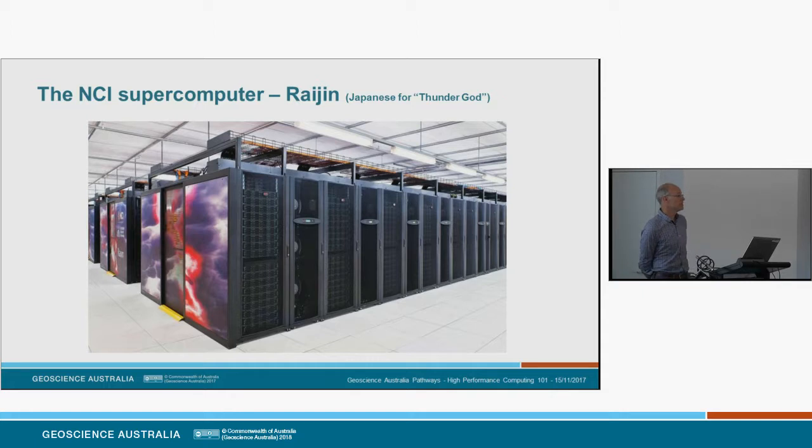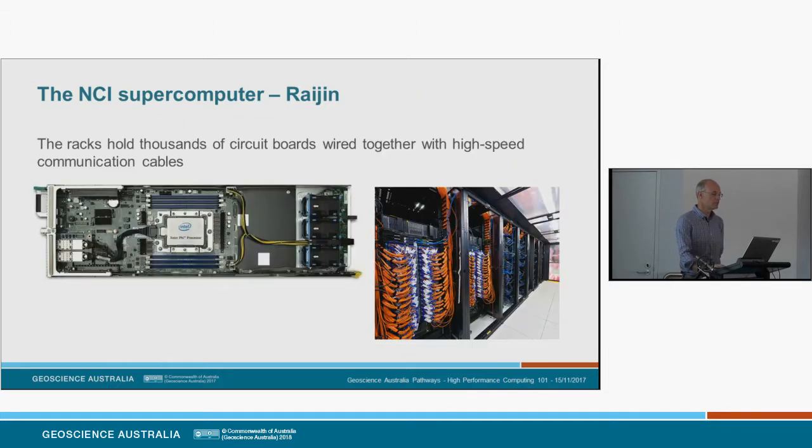The NCI, National Computational Infrastructure, is located at the ANU, and this is their current supercomputer. It's the third or fourth, depending upon how you count these things. It's called Raijin, which corresponds to the Japanese thunder god. All computing centers seem to have some theme for their names, and the NCI has gods. The last one was Vayu, which is an Indian god.